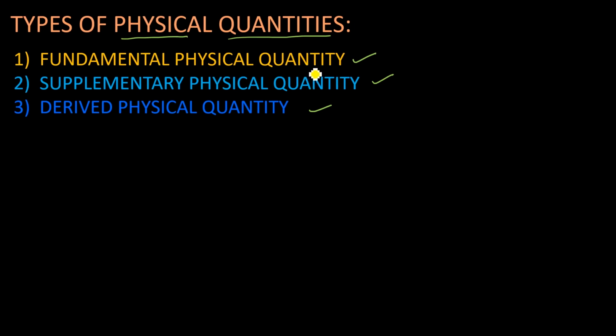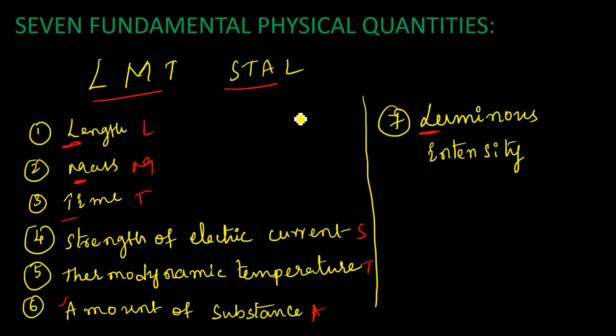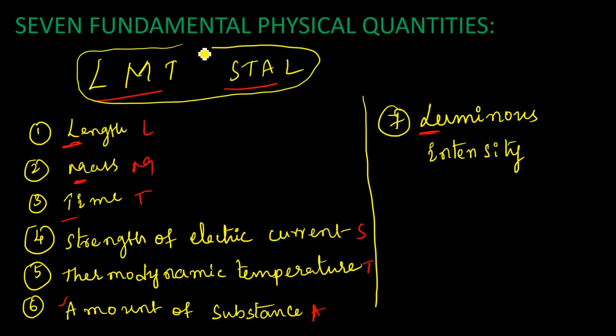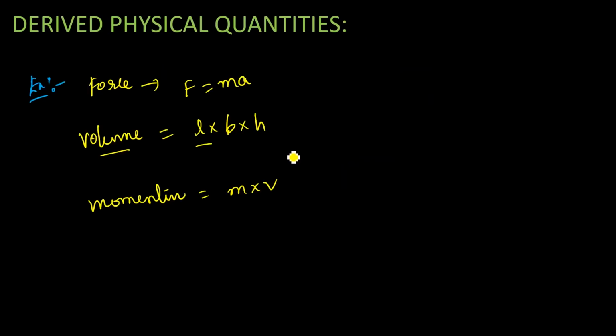Then you know the answer for our biggest question, SI unit, SI system. Fundamental physical quantity, supplementary physical quantity and derived physical quantity are the types of physical quantities. Then 7 fundamental physical quantities, remember the small phrase LMT stall. Then supplementary physical quantities are plane angle and solid angle. Then derived physical quantities: force, volume and momentum.